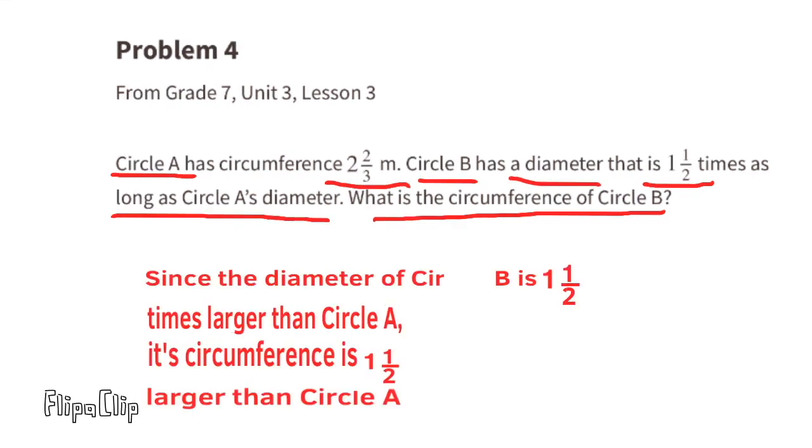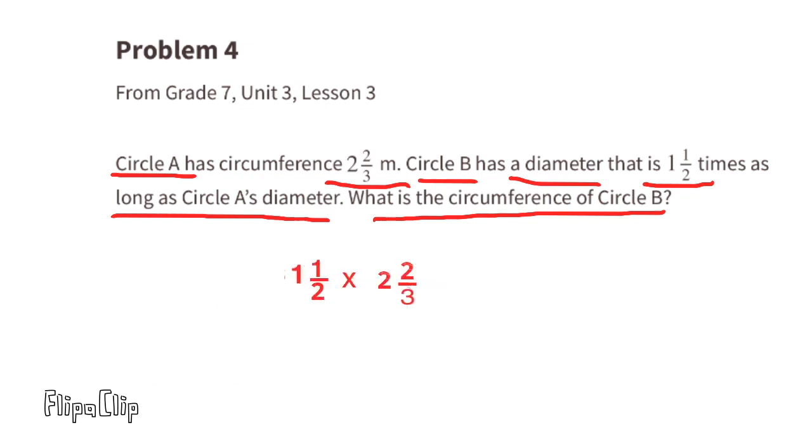Since the diameter of circle B is 1.5 times larger than circle A's diameter, its circumference is also going to be 1.5 times larger than circle A's circumference. So we can multiply 1.5 times 2 2/3. That's the same as 3/2 times 8/3. That gives us 24/6, and 24 divided by 6 is 4. So the circumference of circle B is 4 meters.